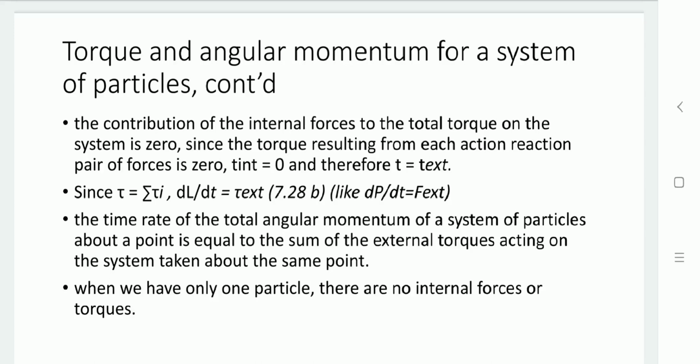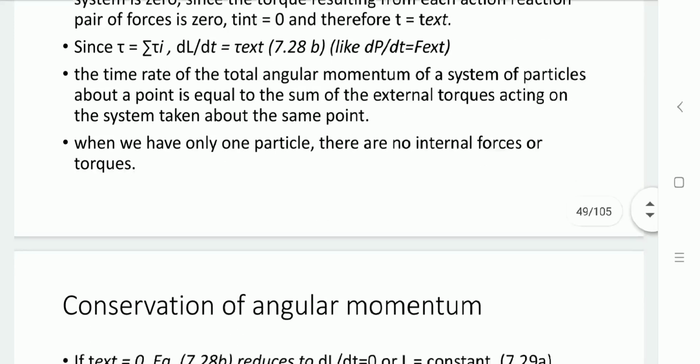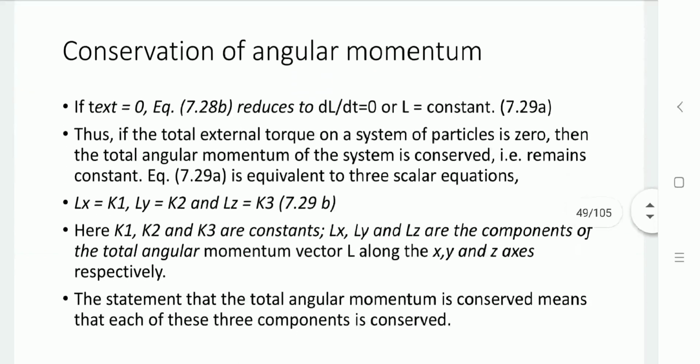Now let us go through another topic, conservation of angular momentum. If torque external is 0, then dL by dt is 0. It means the total momentum L is equal to a constant. So if the external torque on the system is 0, then the momentum of the system is conserved, that is, it is a constant value. Let us take the three scalar equations.